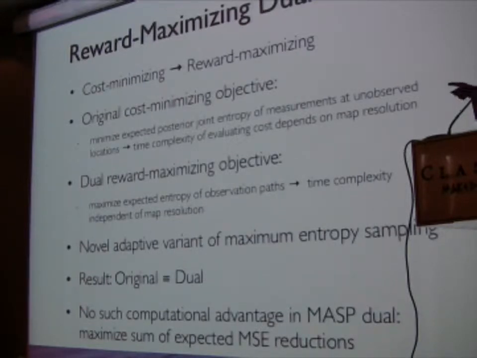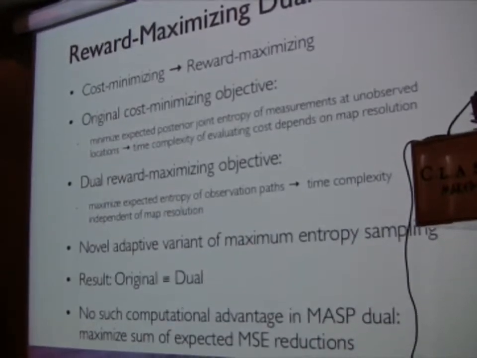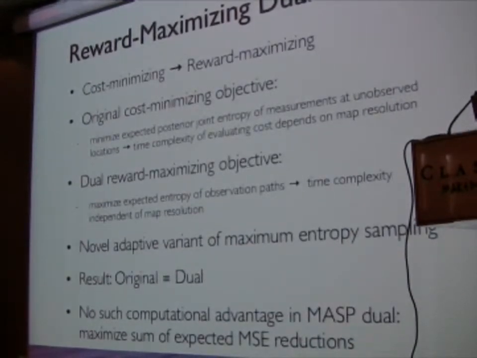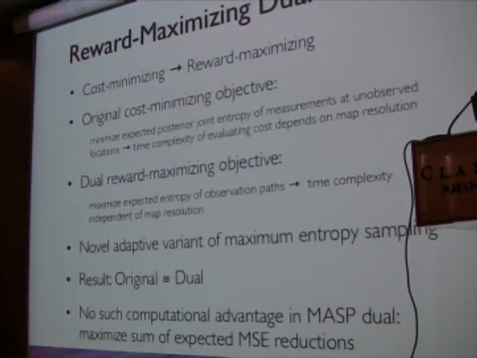So the original cost minimizing objective is to minimize the expected posterior joint entropy of the measurements at the unobserved locations. The time complexity of evaluating that cost function depends on the map resolution. Now, when I transform it into a reward maximizing objective, what happens is that in this problem, I try to maximize the expected entropy of the observation paths. And in this case, since I'm only looking at the entropy of the paths, the time complexity of solving the problem approximately is actually independent of the map resolution. I've shown that analytically in the paper.